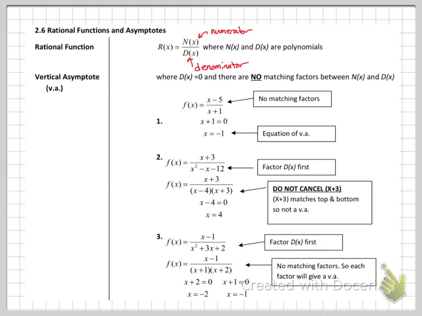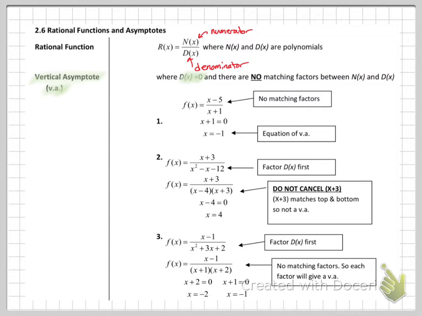So the first type of asymptote we're going to keep an eye out for is vertical asymptote. I'm going to make that green today. Vertical asymptote happens wherever d of x equals 0, and there's no matching factors. We'll talk about that in a second. But remember, you can never divide by 0. If plugging in a certain x value forces you to try and divide by 0, you can't do that, so you get what's called a vertical asymptote.